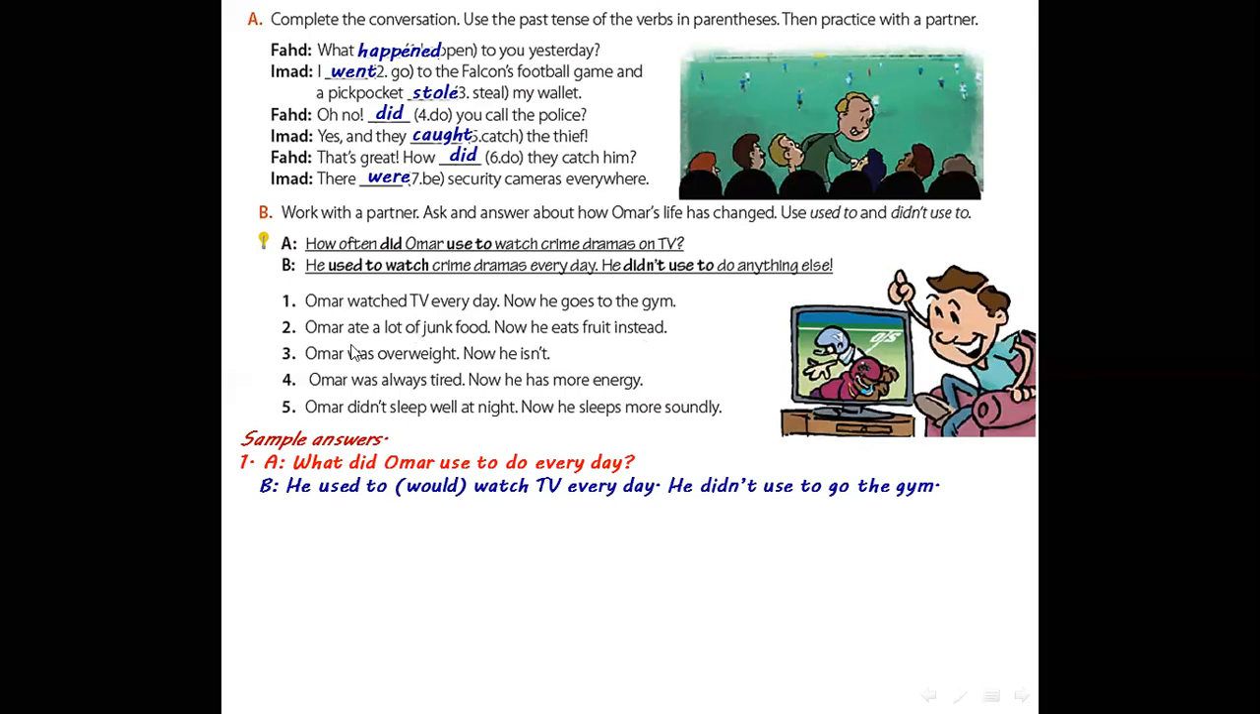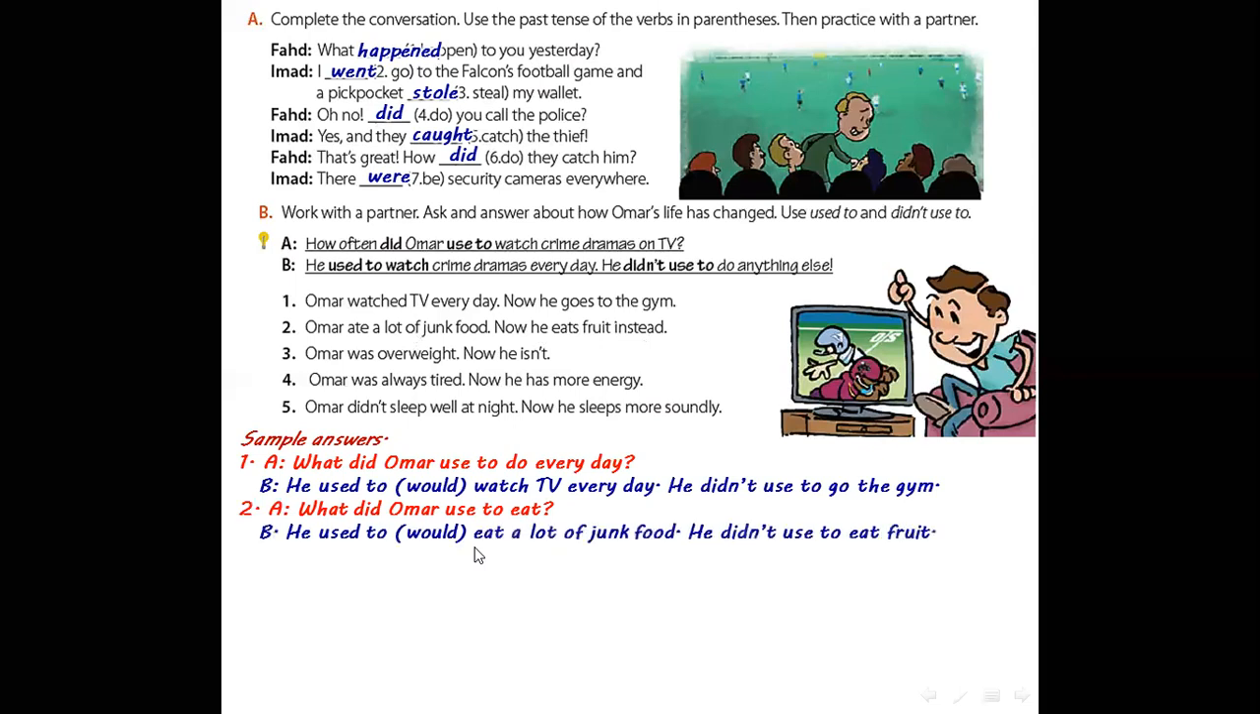Very good. Where is the main verb here? Ate. It is the simple past form of the verb eat. Very good. Excellent. Number 2, what did Omar use to eat? He used to eat, or he would eat, a lot of junk food in the past, but now he didn't use to eat fruit.